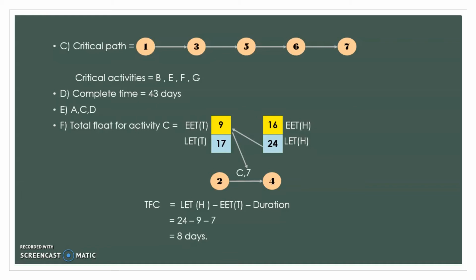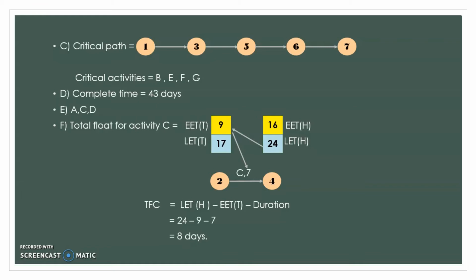So how can we identify the critical activities? We can look back at the critical path and see which activities are included. So 1 to 3 is B, 3 to 5 is E, 5 to 6 is F, and 6 to 7 is G. So the critical activities are B, E, F, and G.